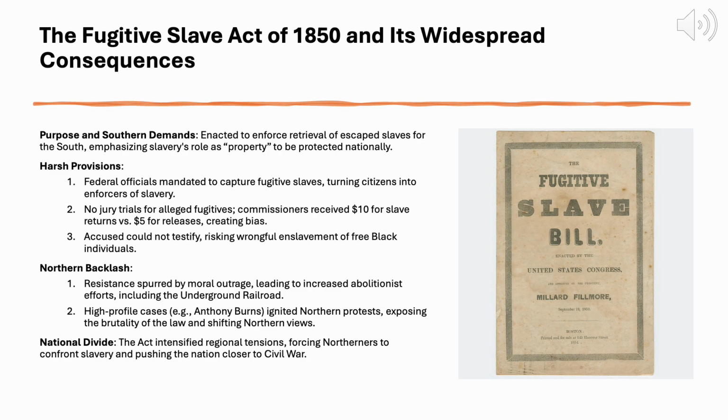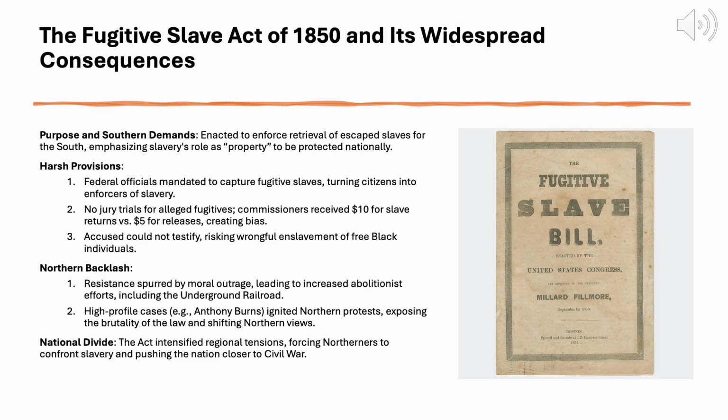The Fugitive Slave Act, passed in 1850 as part of the Compromise of 1850, was a piece of legislation that profoundly intensified the national debate over slavery. Its purpose was to satisfy Southern demands for more stringent enforcement of laws that would help them retrieve escaped slaves from Northern states, reflecting the South's dependence on slavery and its insistence on protecting what they considered their property.